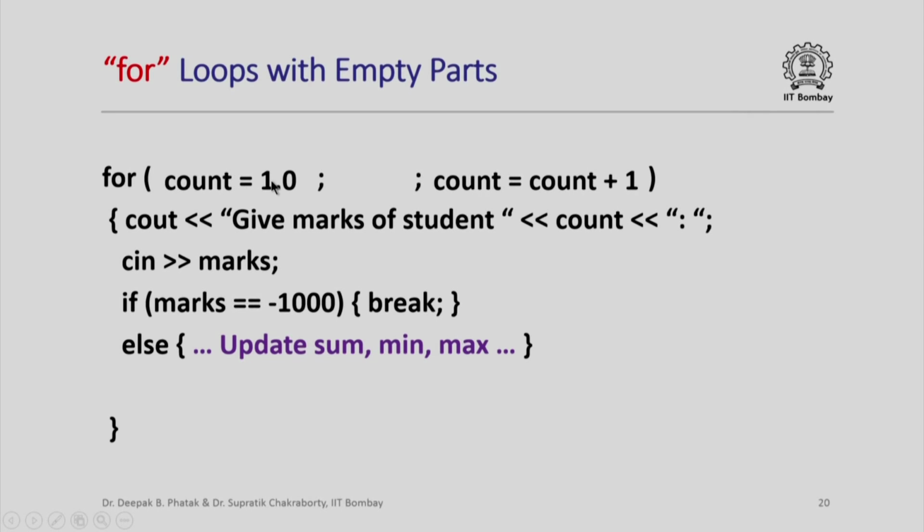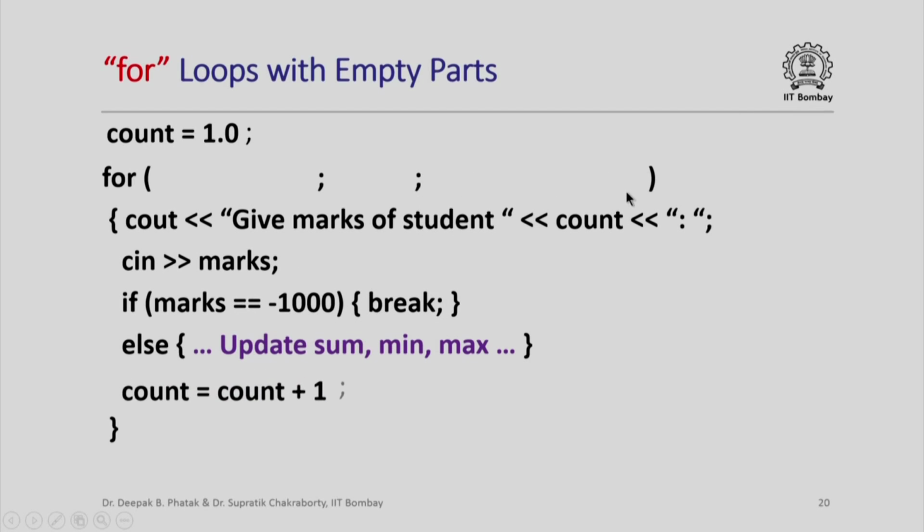In fact, the initialization part can also be skipped if we are willing to move it before the for loop starts, and the part that is to be executed after every iteration can also be skipped if we are willing to move it to the end of the loop body. So now this is a for loop with three completely empty parts, and still this is a perfectly legitimate for loop.